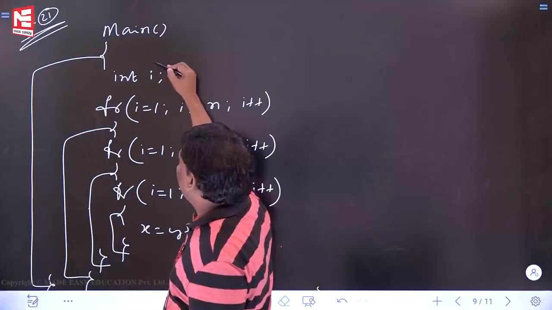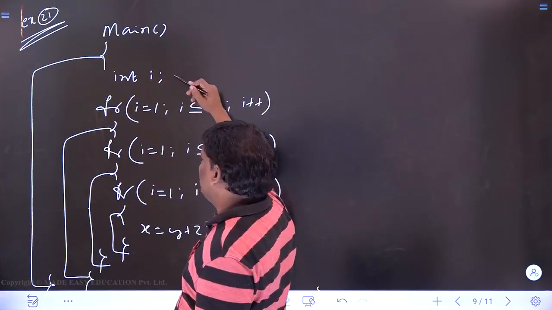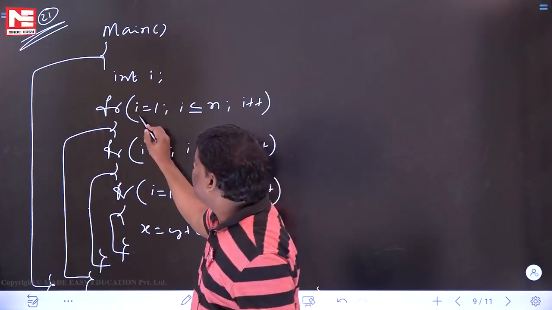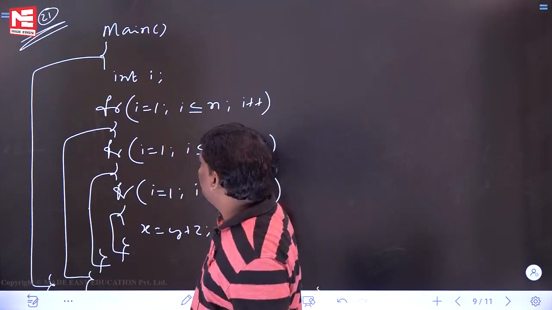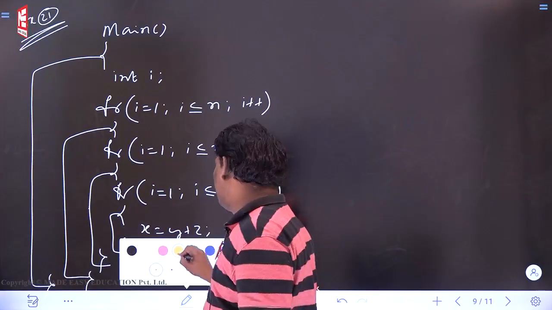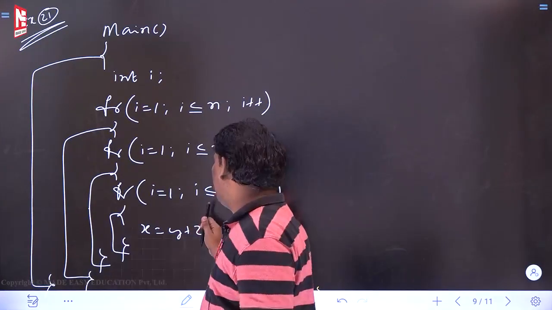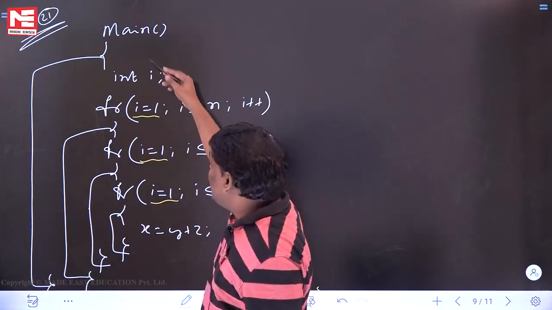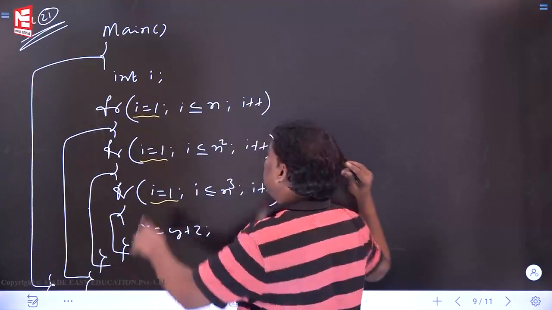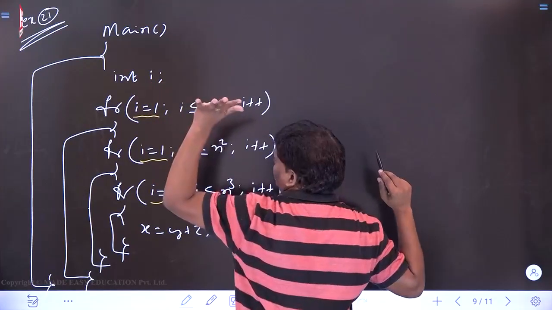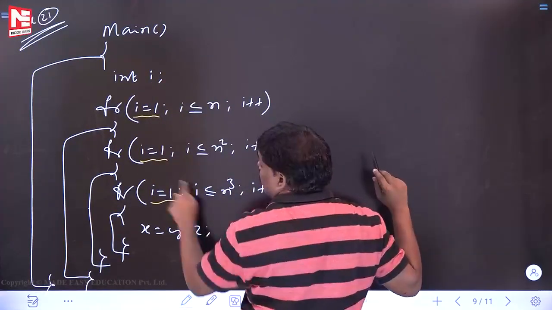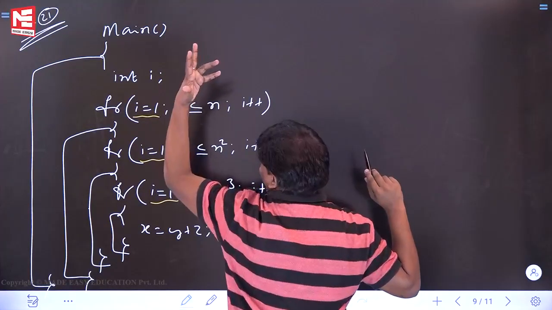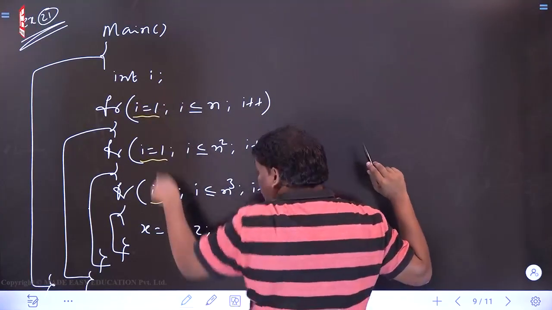Int I. So one variable I is there. Now, can you help me? One variable I is there, okay? See, that variable I is used here also, here also, here also. The same I is used in many places. But there is only one variable, that is I. Are these different I's? No, only one I. From where will different I's come? One I only. But it is used in three places.